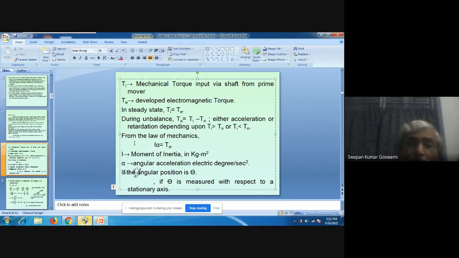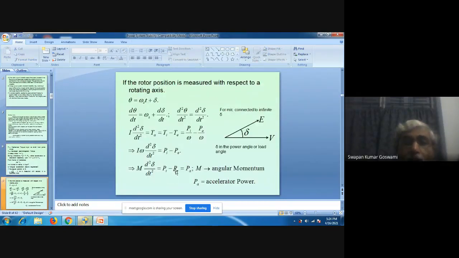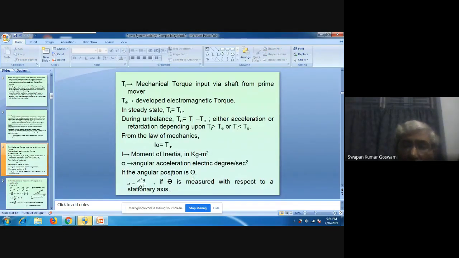But we know from the law of mechanics that I alpha equals Ta. Torque is I into alpha, where I is the moment of inertia and alpha is the angular acceleration. So we can write that moment of inertia into angular acceleration is Ta. This you can write from mechanics, you know that.